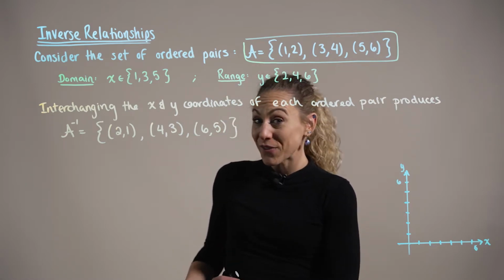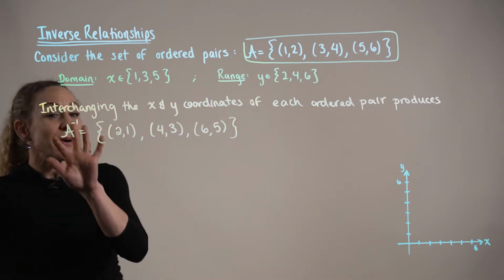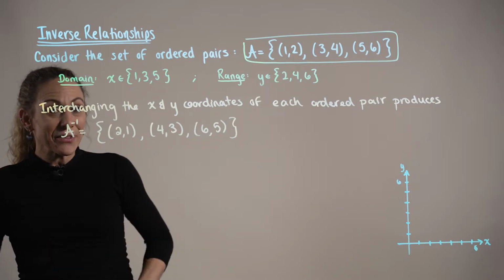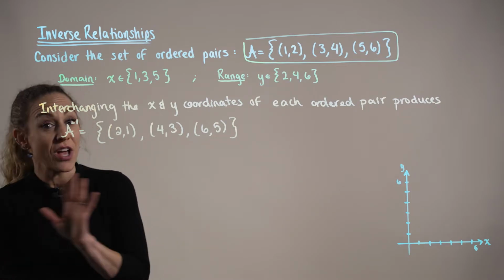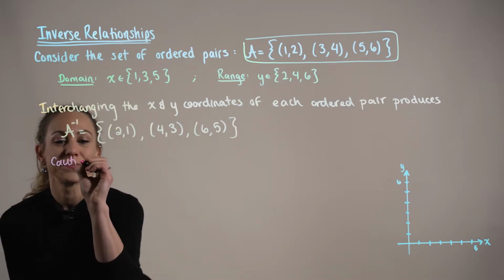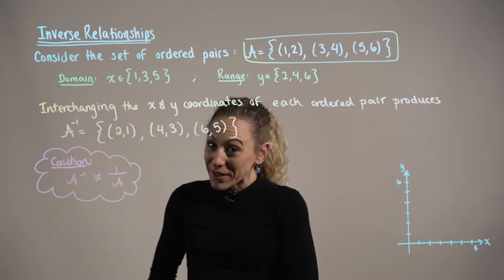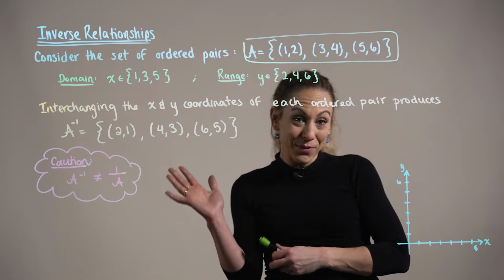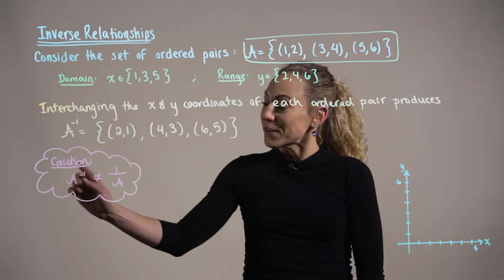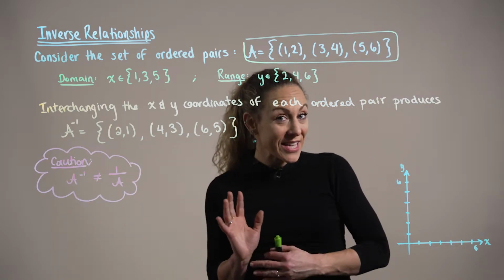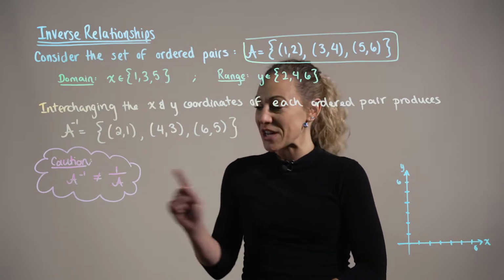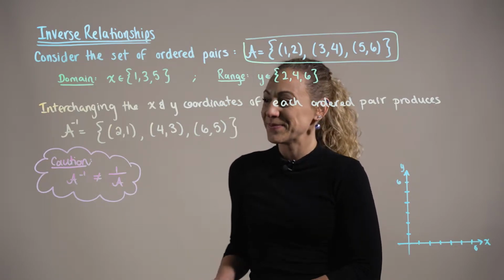Now I want to pause for a cause real quick and think about this notation. This negative 1 is simply the inverse notation, not an exponent. So again, when we're working with inverse functions and inverse relations, we just want to be mindful that this negative 1 implies the inverse. It's simply notation, not an exponent.